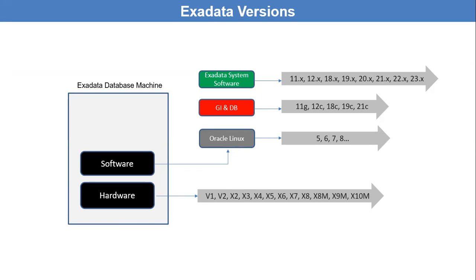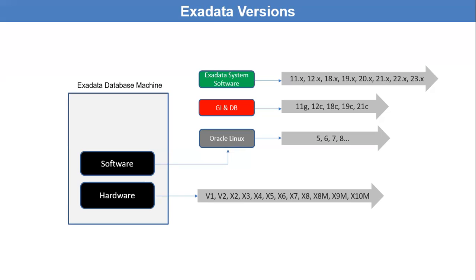Then, a lot of software is installed on Exadata servers. Primarily, you have the operating system, which is Oracle Linux. Then we have Oracle Grid Infrastructure and Oracle Database Software. Then you have Exadata System Software, which is a new software used on Exadata. All these software components have their own versions or releases. For example, Oracle Linux has its own versions, like 5, 6, 7, 8.